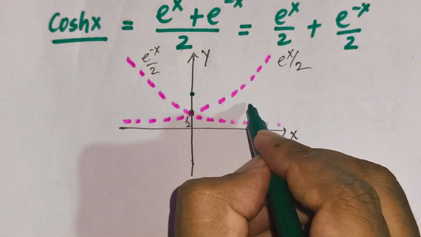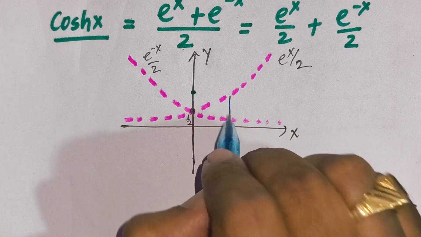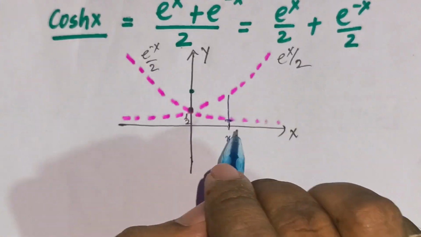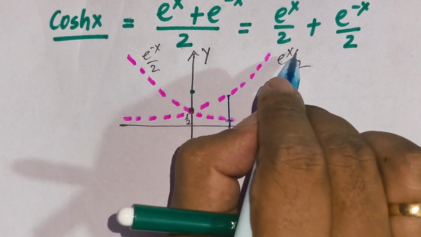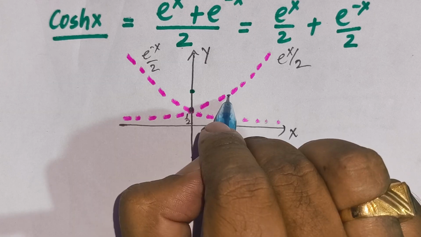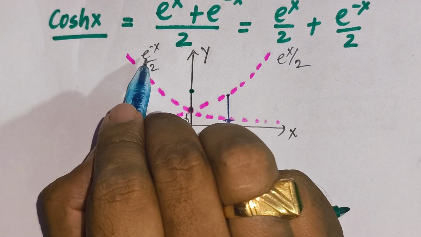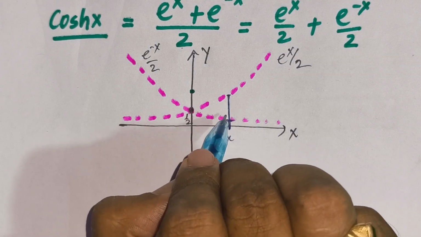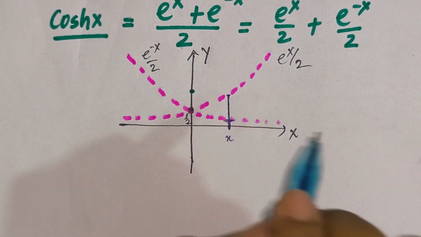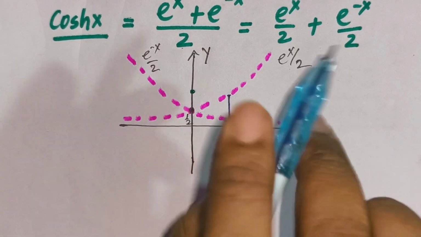See, both heights are positive. At any x, we have this side above the x-axis, and this side also above the x-axis. This is for e to the power minus x by 2, and this side is for e to the power x by 2. And all these heights are the value of y. Y equals e to the power x by 2 means this height is the value of y. This side is the value of y for e to the power minus x by 2. And when they get added, the graph will be above these two graphs. And when you add for large x, you are adding small heights.